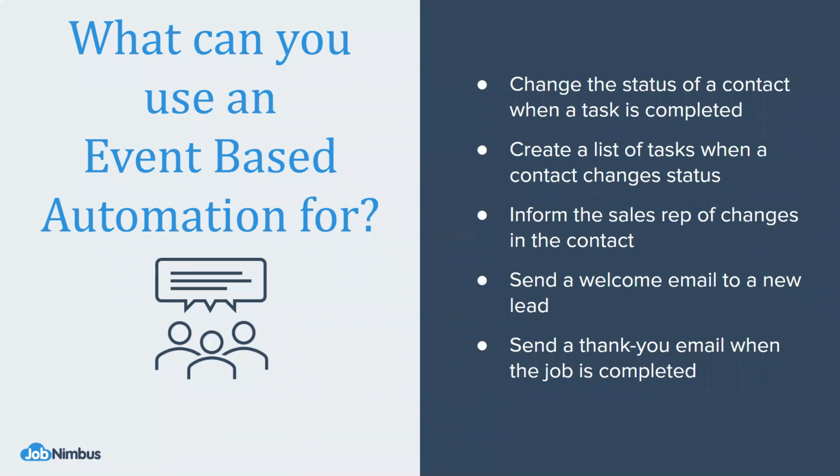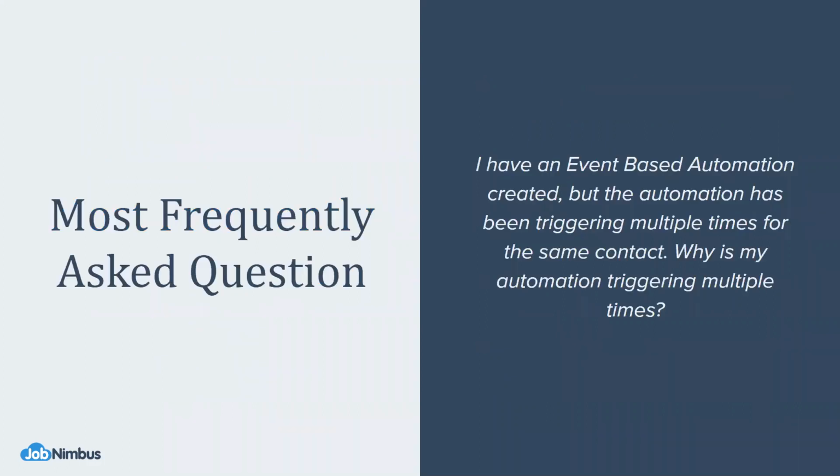You can use an event-based automation for anything that has to happen right now. For instance, when you create a new contact, or when you change something in status, anything like that is great for an event-based automation. Now, people ask us all the time, and this is the most common question, why is my automation triggering way too often? Or why is it not triggering at all?